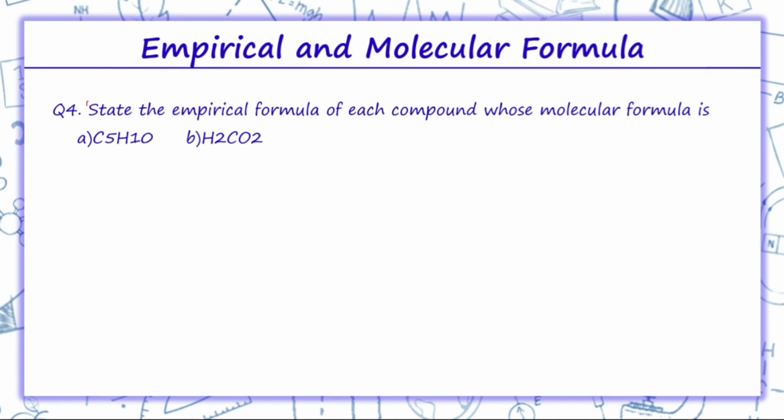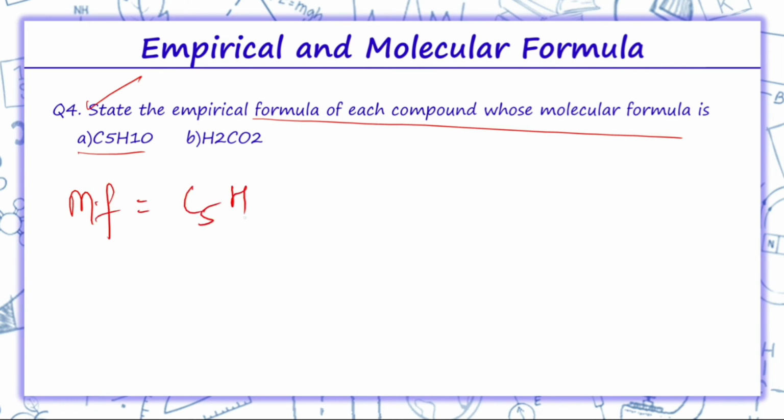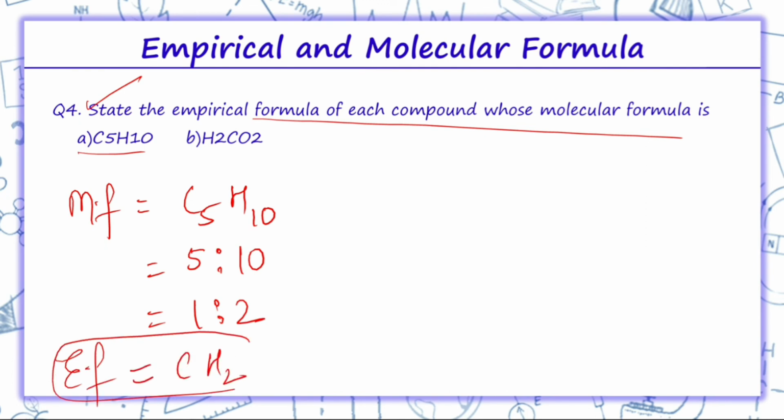Next question is, state the empirical formula of each molecular formula. We are provided with the molecular formula. We know that carbon is 5 and the ratio of carbon and hydrogen is 5:10. So its simplest ratio will be 1:2. So the empirical formula will be CH2.